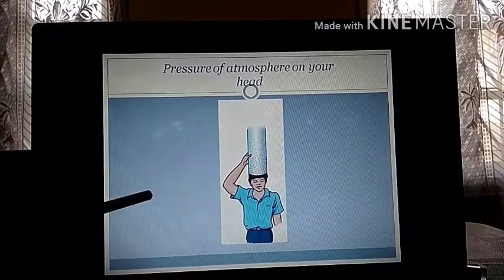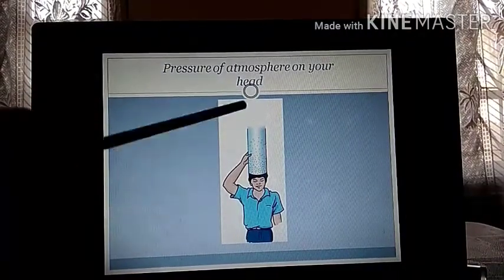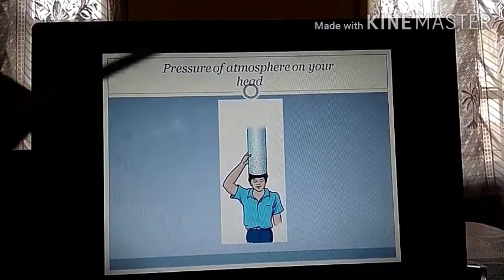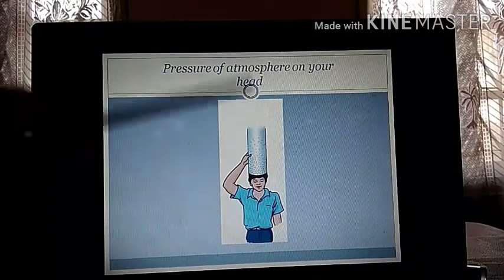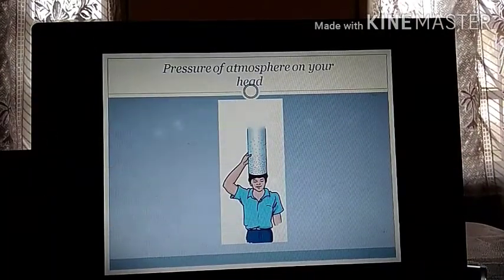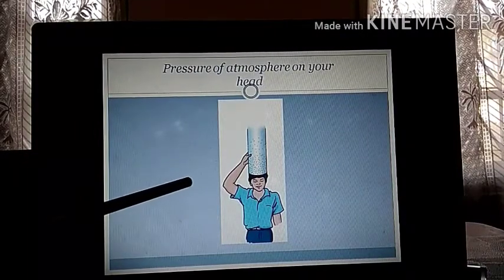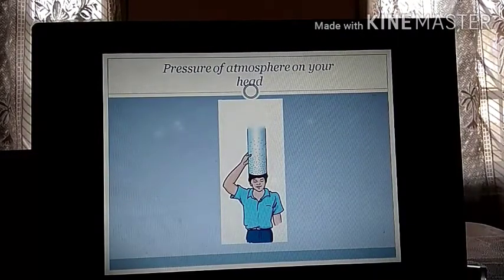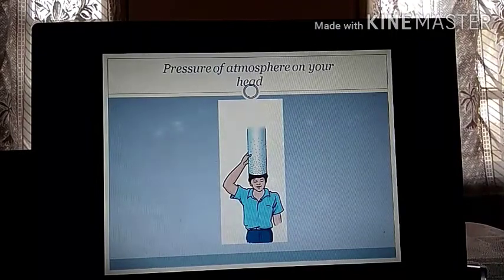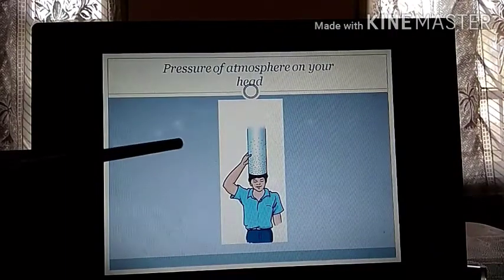So this is the pressure of atmosphere on your head. Okay, so imagine this is a glass cylinder. Huge glass cylinder, there is air inside, you are carrying this 24 hours, so that is the pressure of atmosphere. But we are not able to feel it. Why? All of you understood? Because the pressure inside our body cancels the atmospheric pressure outside.